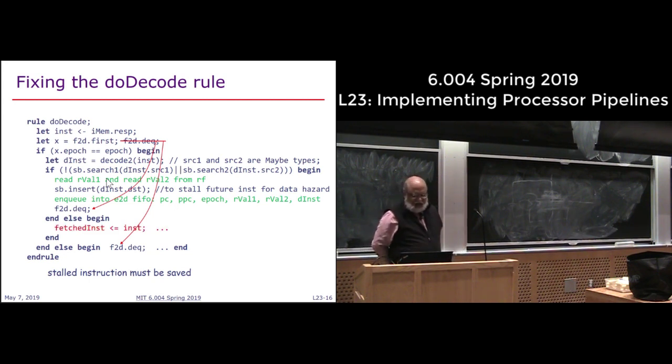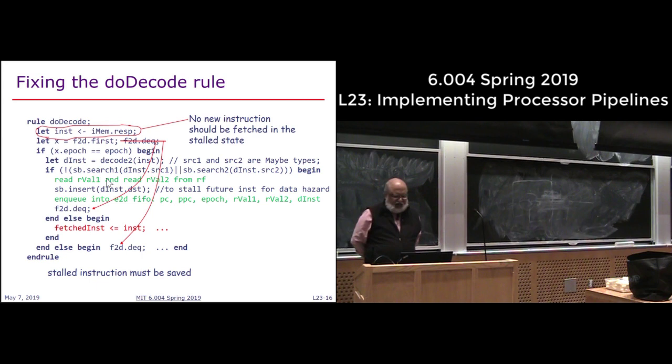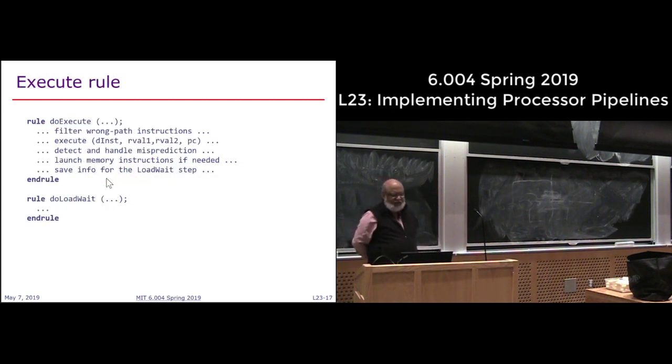All right, so this is what: no new instruction should be fetched while stalled. So this instruction fetch also has to be prevented from fetching more instructions. You shouldn't look at the next one until you are done with this one. So you will have to make some changes over there as well.